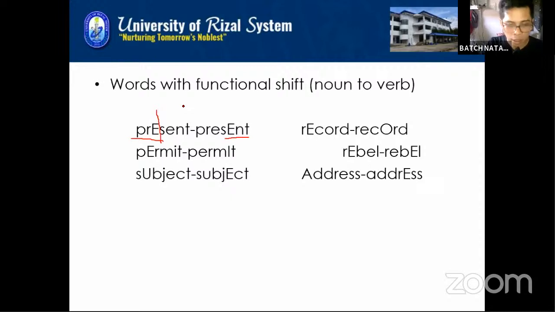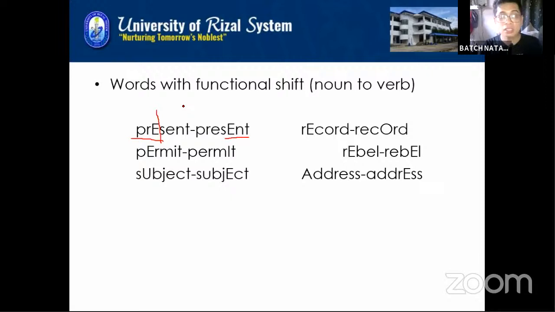Okay? Joanna, the teacher permits Joanna to take the exam upon presenting the examination permit. The teacher permits Joanna to take the exam after she presents the examination permit. Permit. Okay, so permit is a noun, permit is a verb.